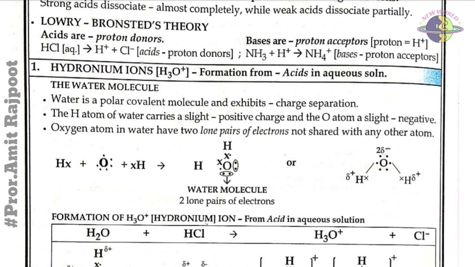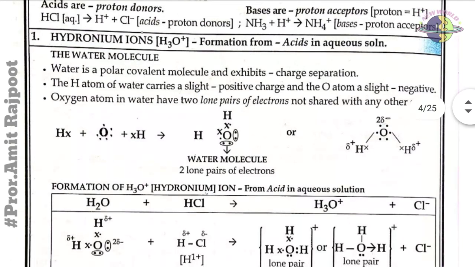An oxygen atom in water has two lone pairs of electrons not shared with any other atom. See, there are two hydrogen, H plus, and in between is oxygen. When they combine, they form two lone pairs of electrons. See over there, on oxygen, there are two lone pairs shown. Lone pairs means a pair is made over there.